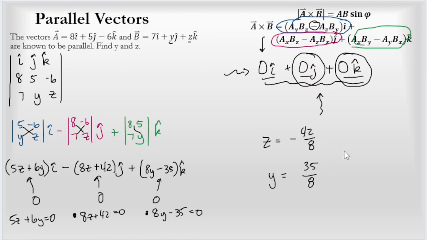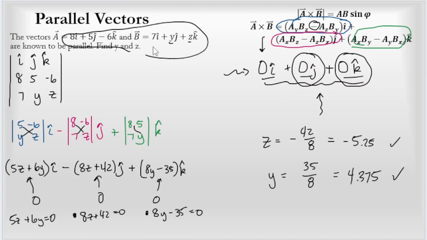I'm just going to leave those as fractions. You could simplify them if you want. They do become decimals, actually. What is this? Negative 5.25, and this is 4.375. And those are the values of Y and Z that would cause these two vectors to be parallel to one another. So you may see a question like that. I really enjoy that question. Overall, it looks like a complicated question, but just remember that if they're two parallel vectors, the cross product has to have 0 in each direction.